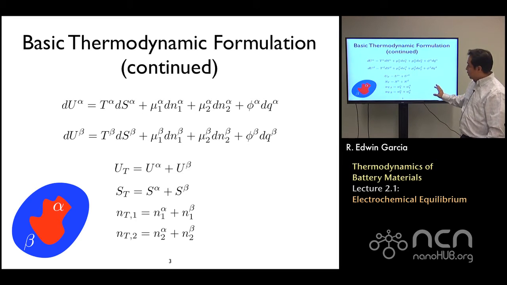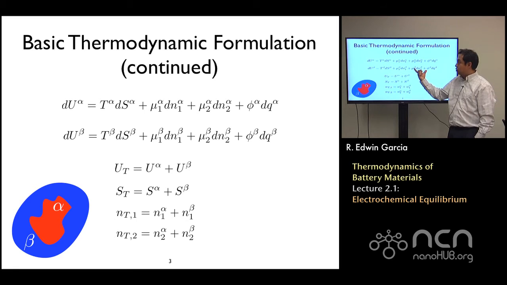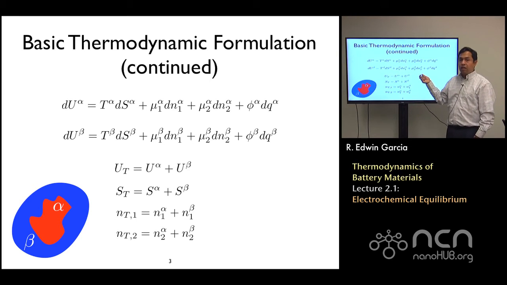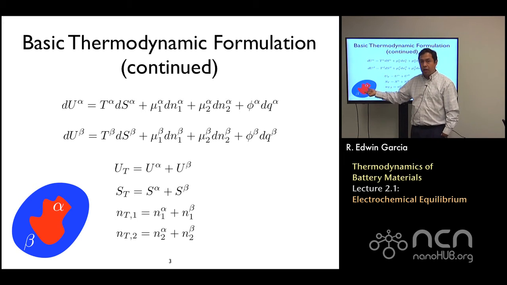Okay, now the charge happens to be related to the concentration of each species, because component N1 has a valence Z1 and component N2 has a valence Z2. So each of those valences, in this case of opposite sign, will add up to specify how much charge is stored in alpha or beta.